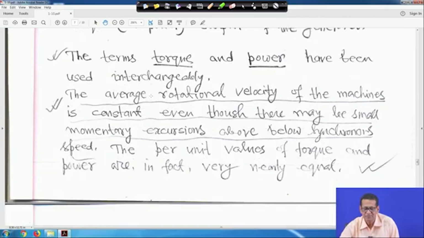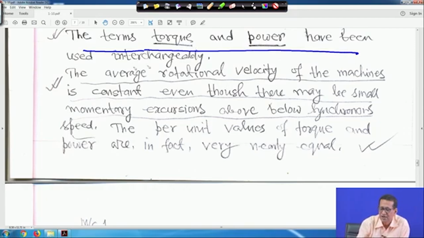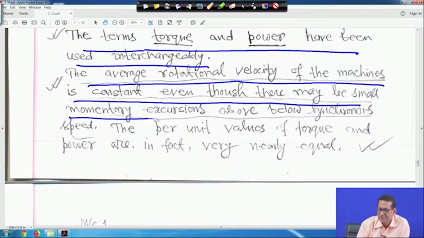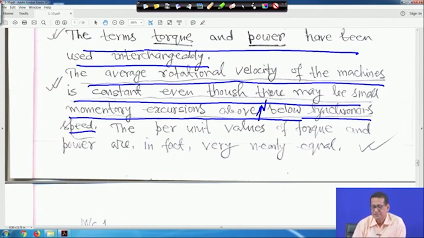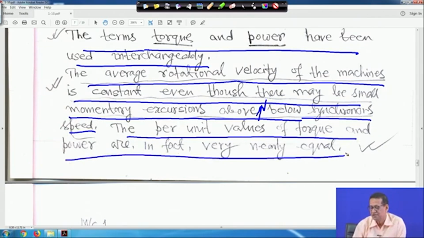The terms torque and power have been used interchangeably. Now, the average rotational velocity of the machine is constant even though there may be small momentary excursions above or below synchronous speed. The per unit values of torque and power are in fact very nearly equal, because basically the loss is negligible.